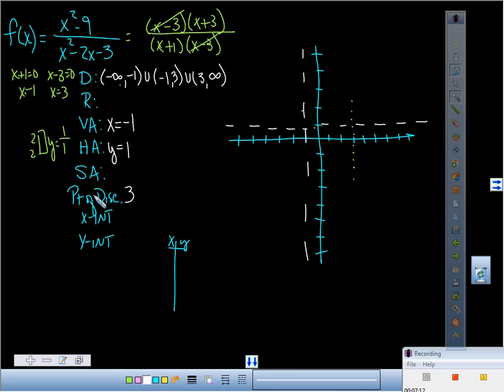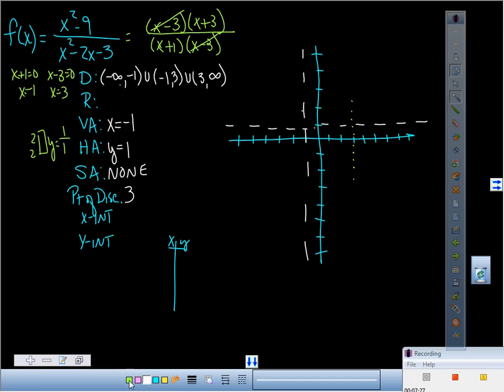What about my slant asymptote? Dallin, with me? Yeah. What is a slant asymptote? Doesn't have one. How do you know that? Because it has a horizontal asymptote. It can't have both of these. It can only have one or the other. Or neither.